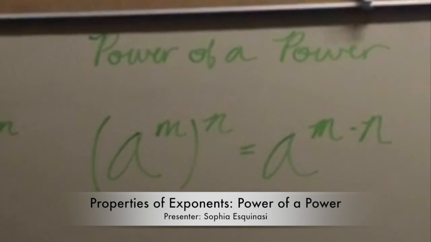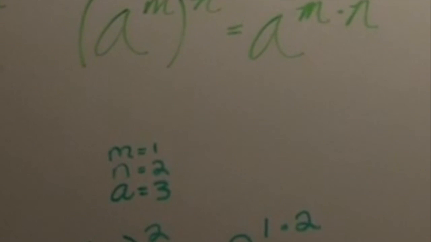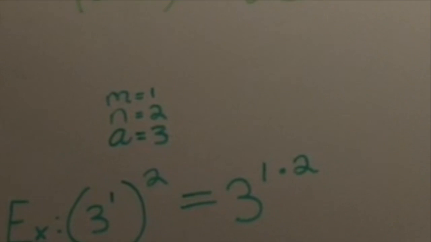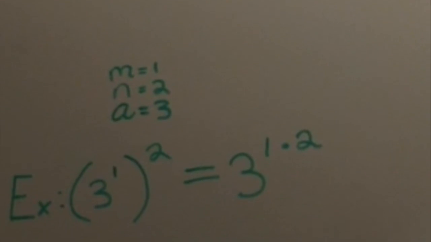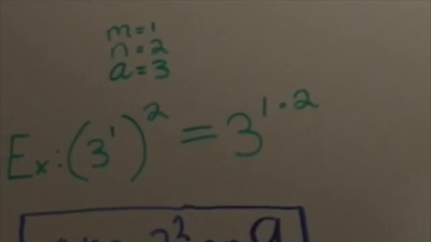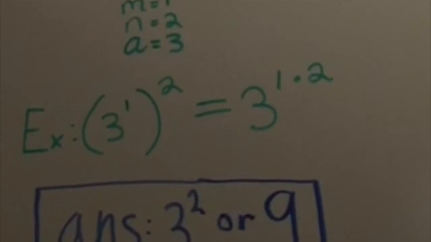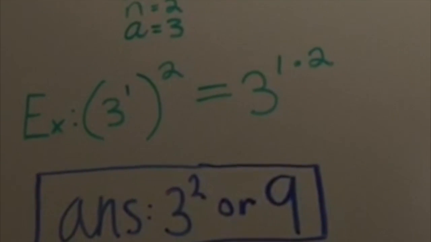Okay, so this is the power of a power rule, and in this rule we have parentheses a to the m, and then again to the n power is equal to a to the m times n. In this we have m equal to 1, n equal to 2, a equal to 3. In our example problem, we have parentheses 3 to the 1 power to the second power is equal to 3 to the 1 times 2. And when you get the answer, it will be 3 to the second power, or 9.